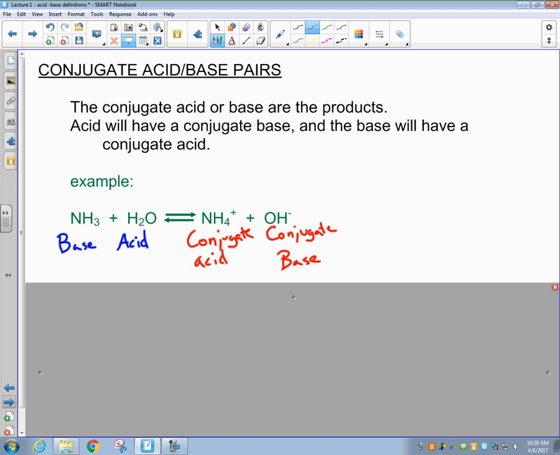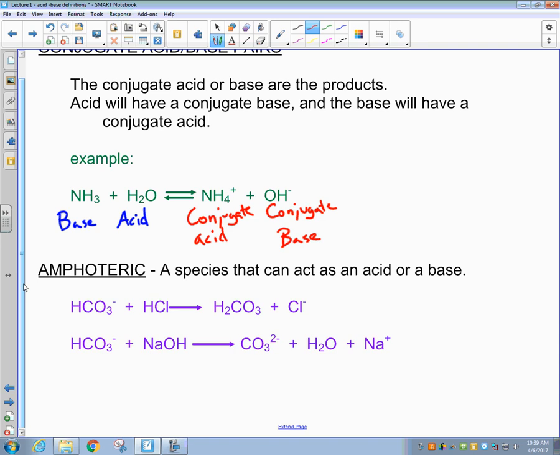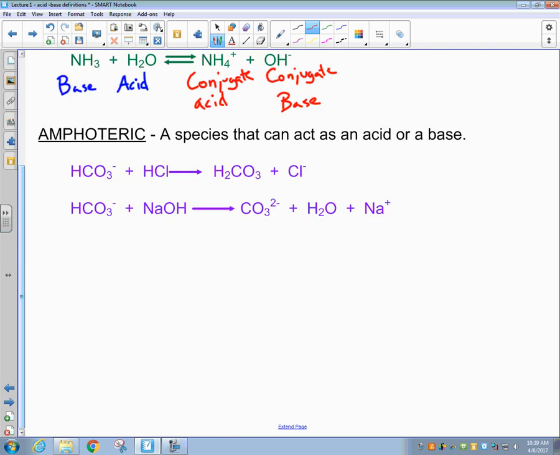Moving on, the next topic that we have to discuss is the definition of a particular type of species called amphoteric species. Amphoteric species can be those that act as an acid or a base. They won't act as an acid or a base in the same reaction, but depending on what they are reacting with, they can behave either as an acid or as a base.